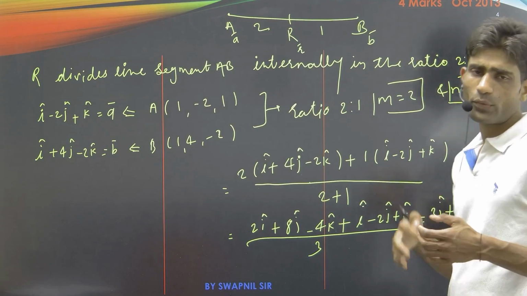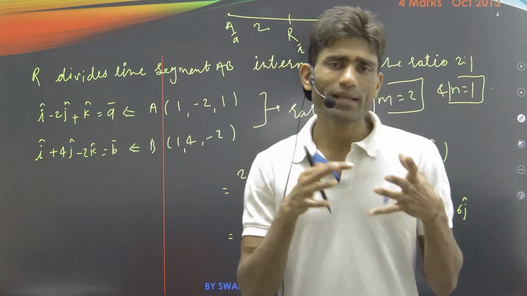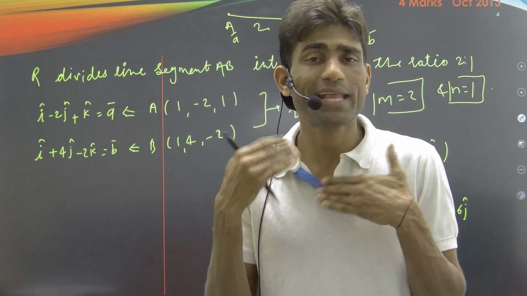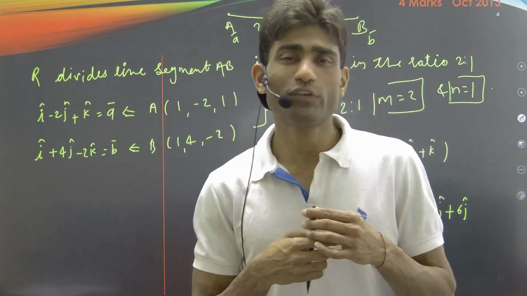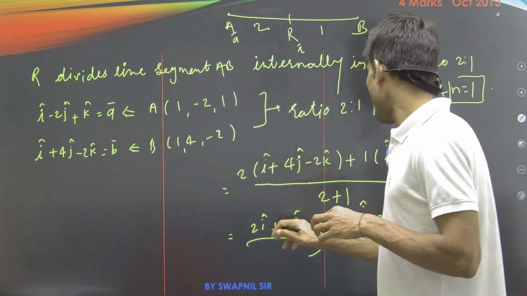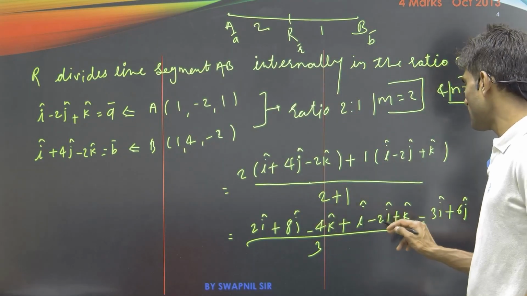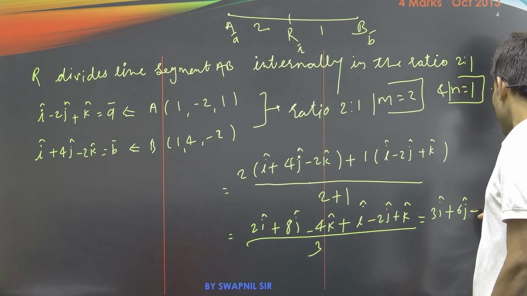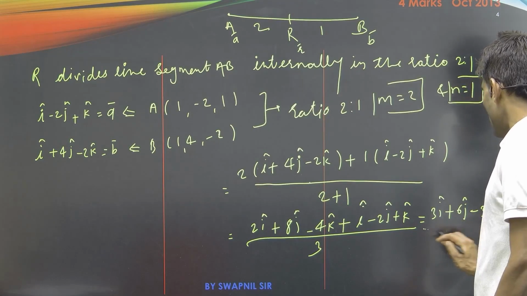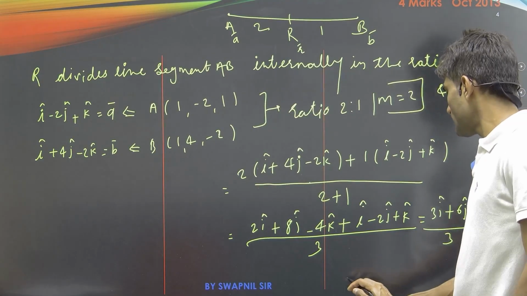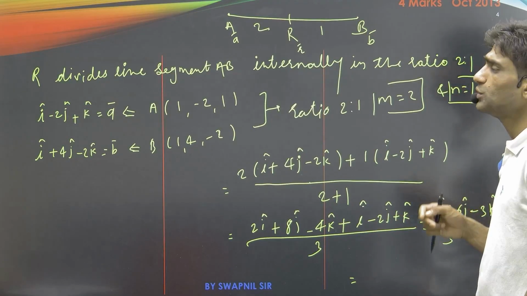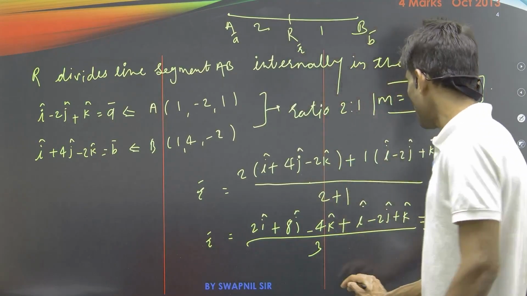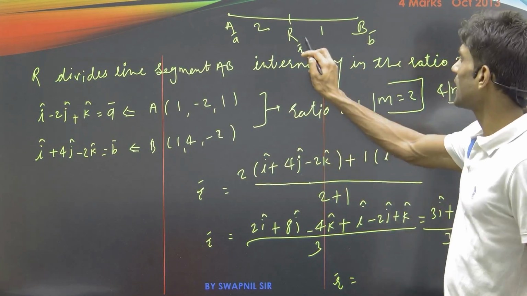What we do here, basically, is subtract I cap from I cap, J cap from J cap, and K cap from K cap. It is a similar coefficient subtraction. So 2I cap plus I cap is 3I cap, 8J cap minus 2J cap is 6J cap, minus 4K cap plus K cap we can write as minus 3 times K cap, and completely divided by 3. In our next step, we directly divide by 3. This is the value for position vector R bar that we want in our example.